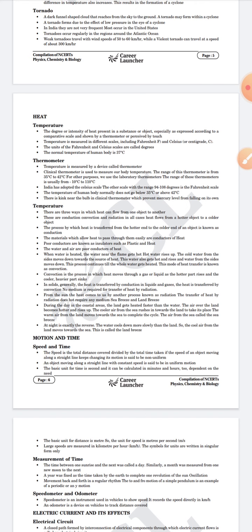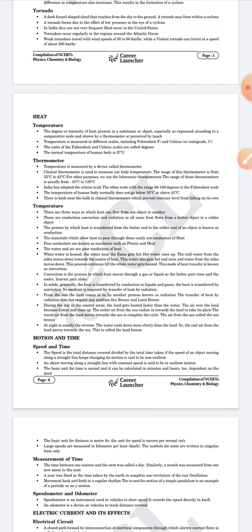Sea breeze and land breeze. During the day in coastal areas, the land gets heated faster than the water. The air over the land becomes hotter and rises up. Cooler air from the sea rushes in towards the land to take its place. The warm air from the land moves toward the sea to complete the cycle. The air from the sea is called the sea breeze.